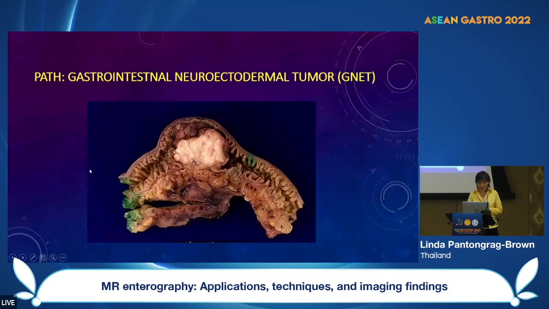And pathology shows this is a gastrointestinal neuroectodermal tumor. This is not a neuroendocrine tumor. This is a malignant tumor of the small bowel. It's kind of in the family of sarcoma. It's more aggressive. So the patient will have chemotherapy after this.